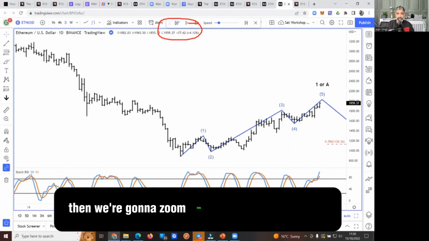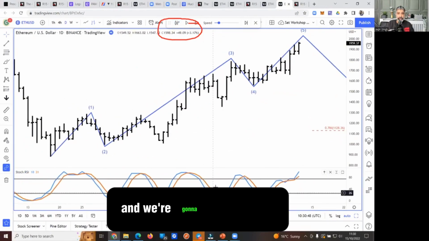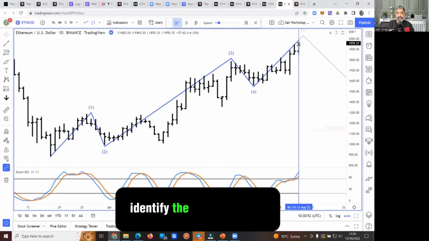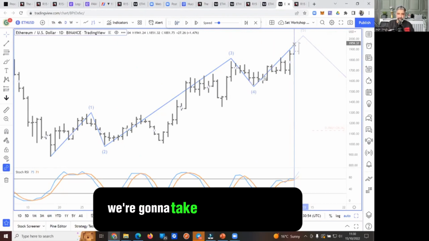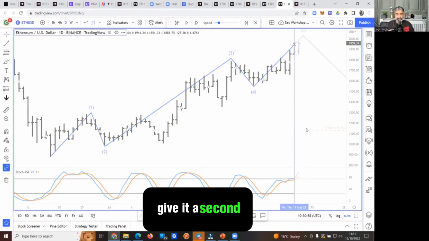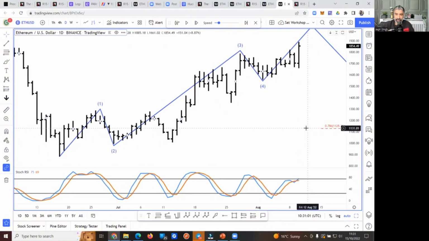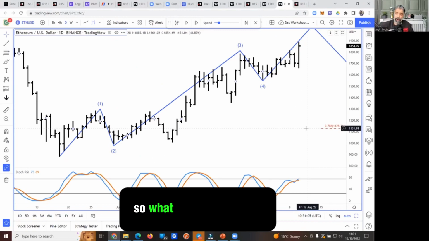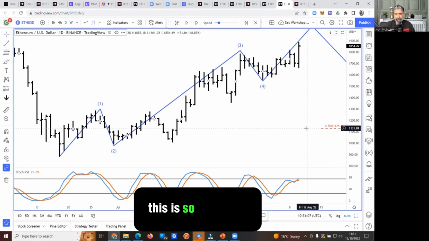And then we're going to zoom into this part of the market, and we're going to focus on this to identify the end of a wave 5. I'm going to take it a bit further back. Let's give it a second. All right, here we go. So what we've got over here, this is so important.